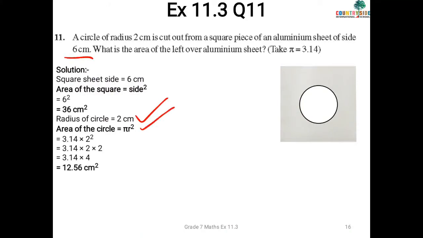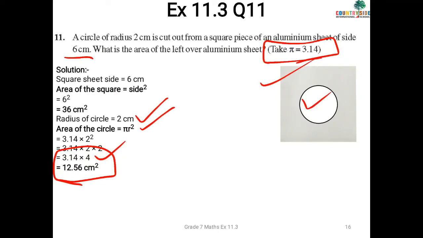Area of the circle we know pi r square, and here pi is 3.14. It is given in the question that you have to use pi as 3.14. So 3.14 into 2 square. 2 square is nothing but 2 into 2, that is 4. So 3.14 into 4, and that is 12.56 centimeter square. So area of square we know, area of circle we know.